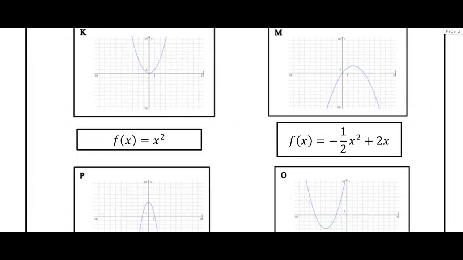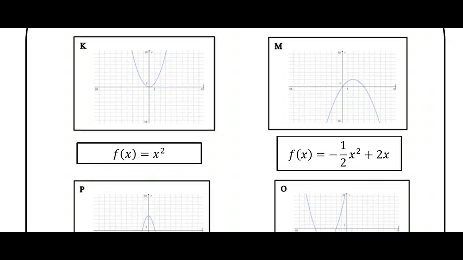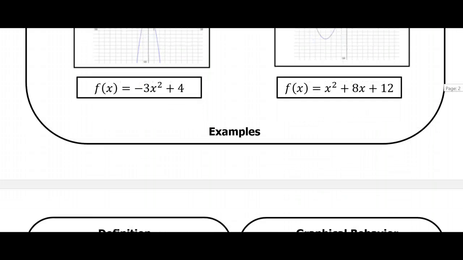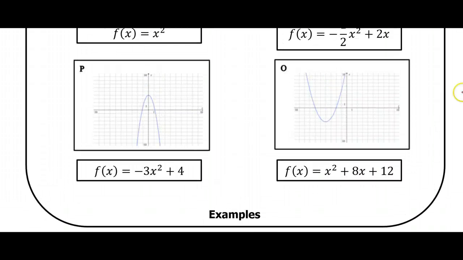F of x equals x squared matches with graph K. F of x equals negative 1/2 x squared plus 2x matches with graph M. F of x equals negative 3x squared plus 4 matches with graph P. And then finally the last one, f of x equals x squared plus 8x plus 12 matches with graph O.